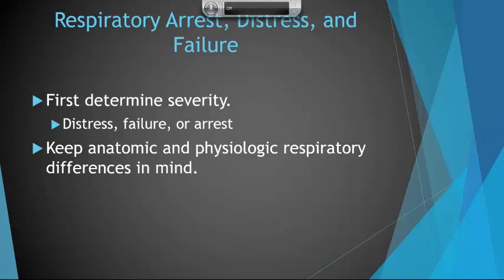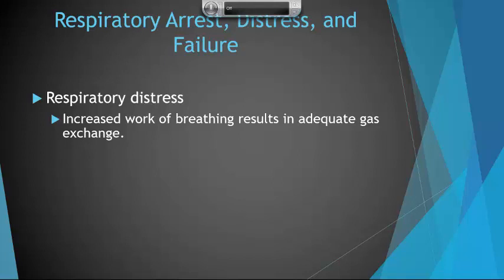Respiratory distress entails increased work of breathing to maintain oxygenation and or ventilation. This is a compensated state in which increased work of breathing results in adequate pulmonary gas exchange. This can be classified as mild, moderate, or severe. Signs of respiratory distress include pallor or mottled color, irritability, anxiety, restlessness, respiratory rate faster than normal for the pediatric patient's age, retractions, abdominal breathing, nasal flaring, inspiratory stridor, grunting, and mild tachycardia.